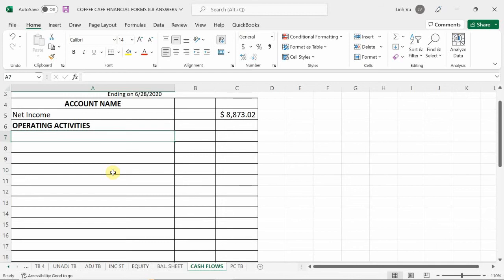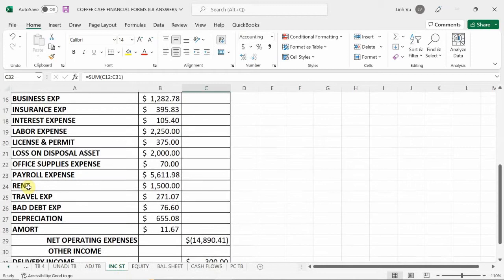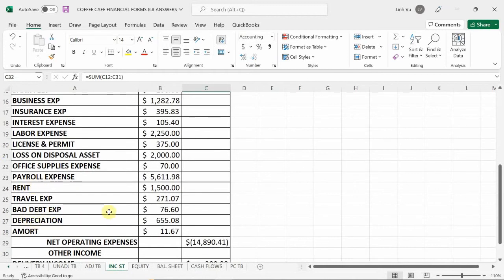Now, before we can do any of that, we also have what are called non-cash transactions. For example, I'm going to take a look at my income statement. For example, bad debt. Bad debt is me claiming money I haven't received yet. Does that mean I spent $76.60 to record the bad debt? No, that's considered a non-cash transaction. Same thing with depreciation. Did I spend $655.08 to depreciate my assets? No.